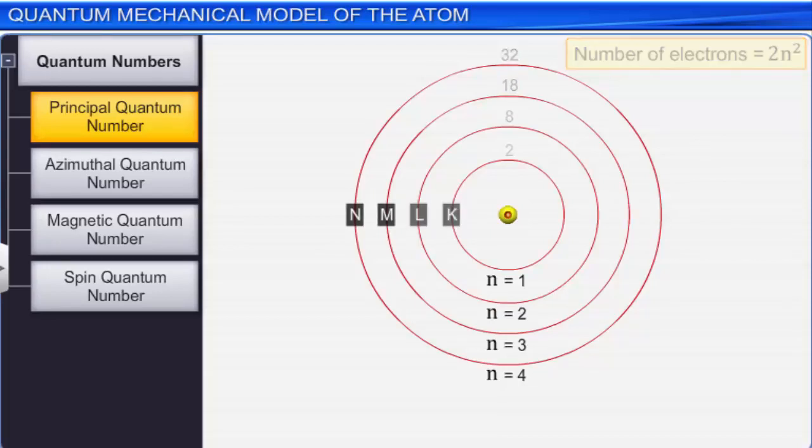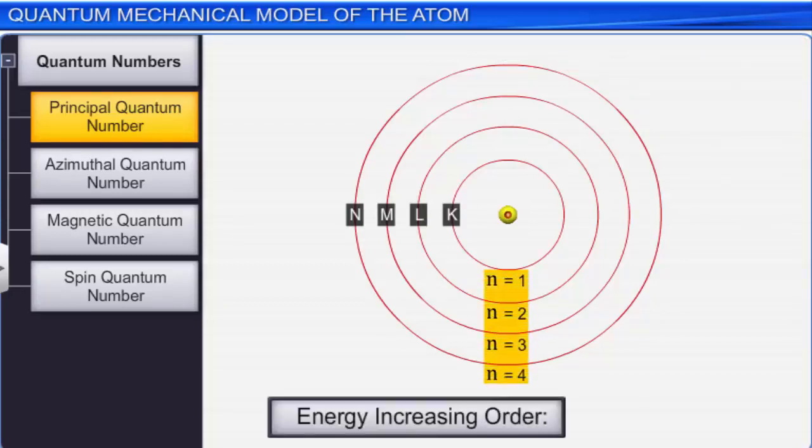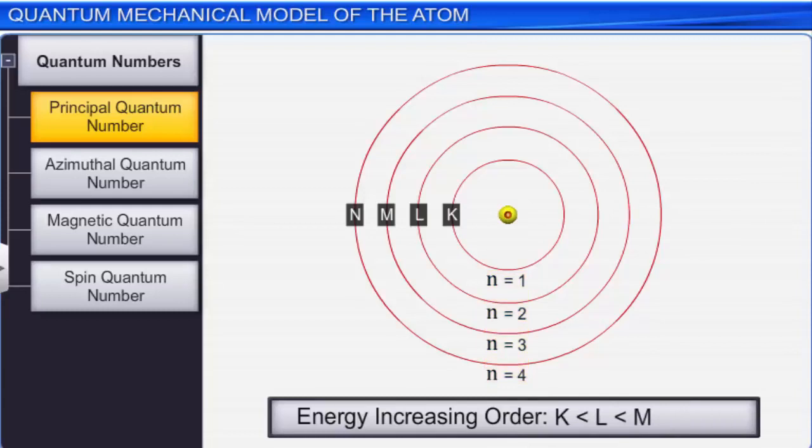As the energy increases with the increase in n, the energies of the various shells follow the sequence K < L < M < N < and so on.